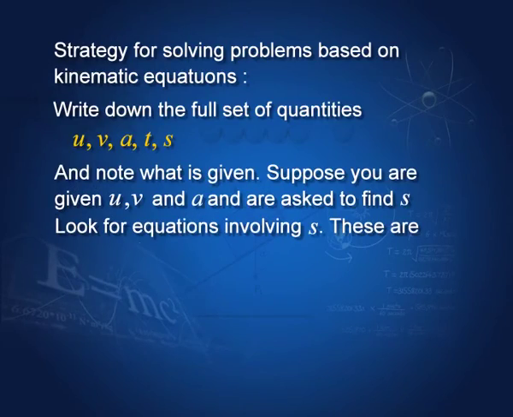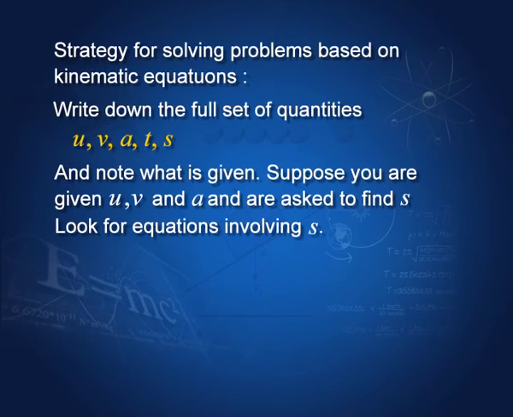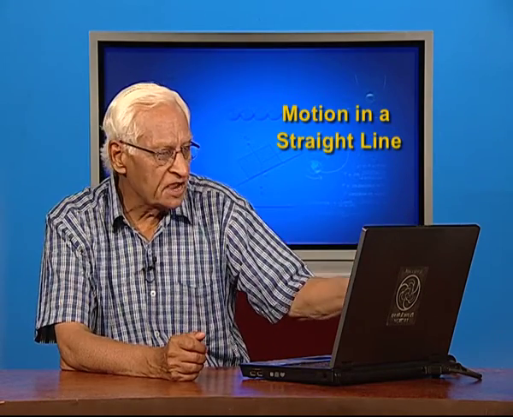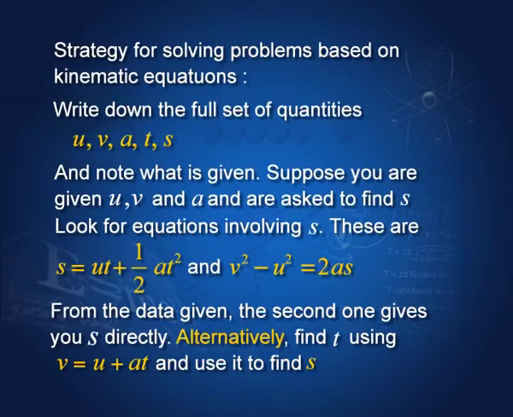Suppose you are given u, v and a, and you are asked to find s. Then you look at the appropriate equation which connects u, v, a with s, and one of these equations is s equal to u t plus half a t square. So, we can use that equation to find s. We can use also v square minus u square equal to 2 a s to find s if we know the final velocity and the initial velocity. So, first make a full set of quantities available to us, then those which are given, and then find the equations which connect those quantities.